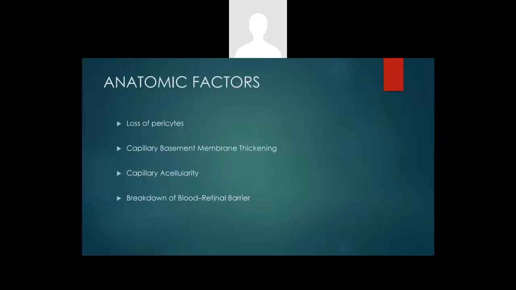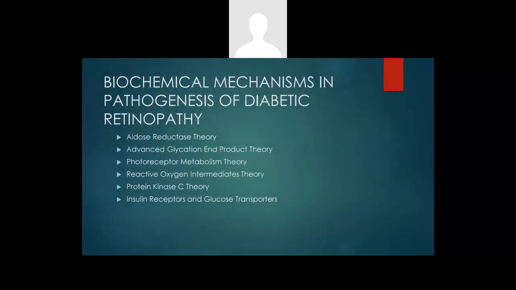Next, coming to the anatomical factors. Anatomical factors play a key role in the microvascular complications of diabetes mellitus. In diabetes mellitus, mainly due to hyperglycemia, there is loss of pericytes in the capillary wall. This loss of pericytes causes capillary basement membrane thickening, which results in acellularity of the capillary wall, which ultimately results in the breakdown of the blood-retinal barrier.